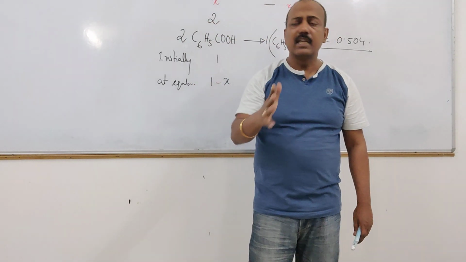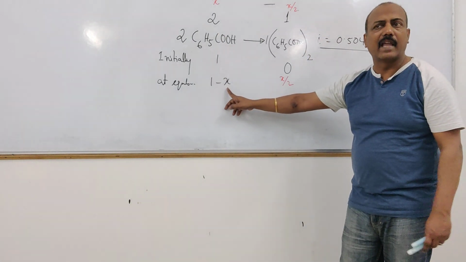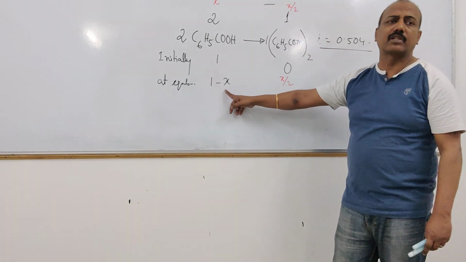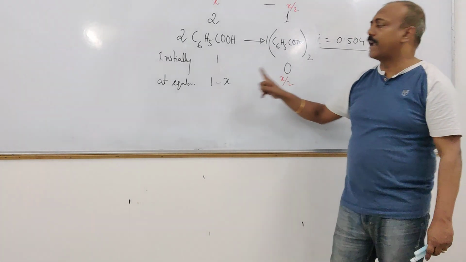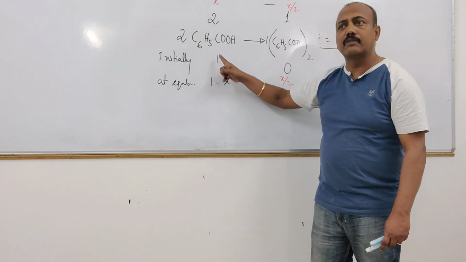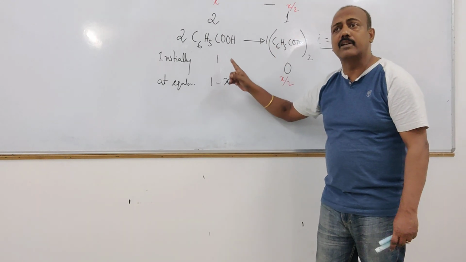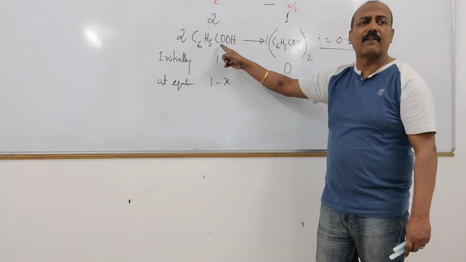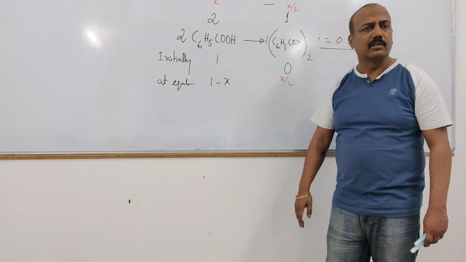Yes. If X undergoes dimerization, how many are undergoing dimerization? X. If X undergoes dimerization, how many will be formed? X by 2. And if X undergoes dimerization, how many will remain? We started with 1. So how many will remain as C6H5COOH without dimerization? 1 minus X. Did you understand that?